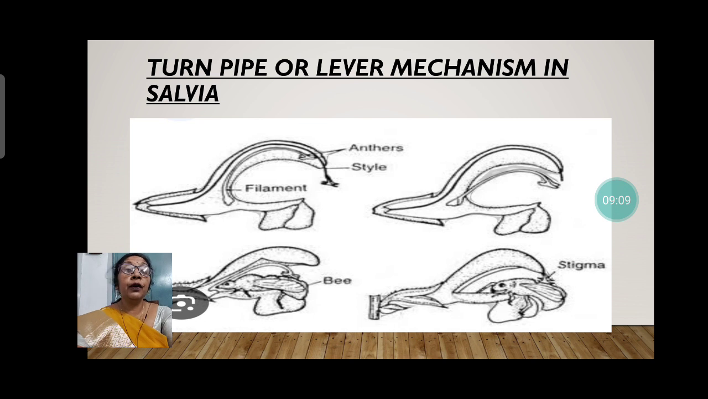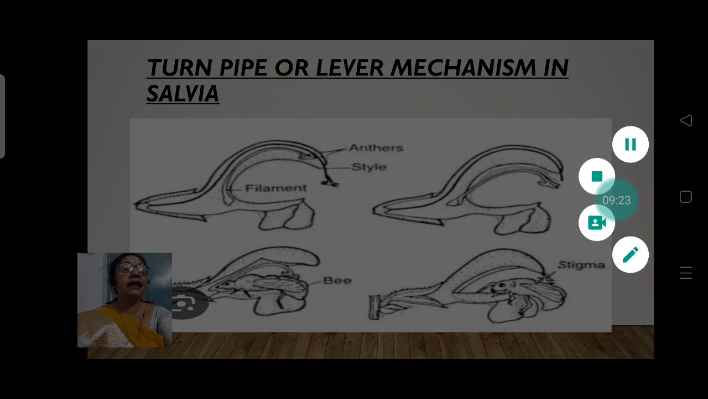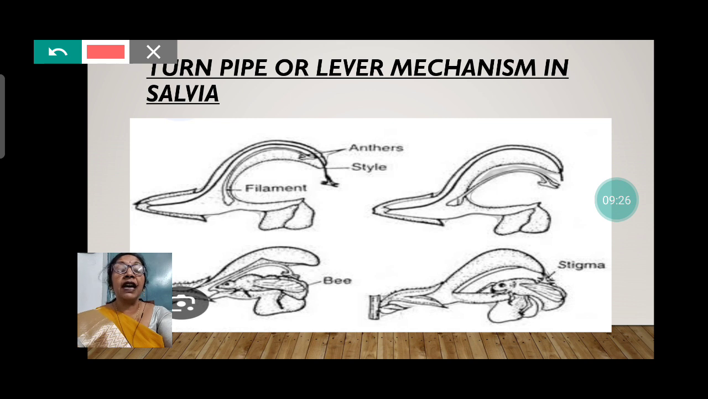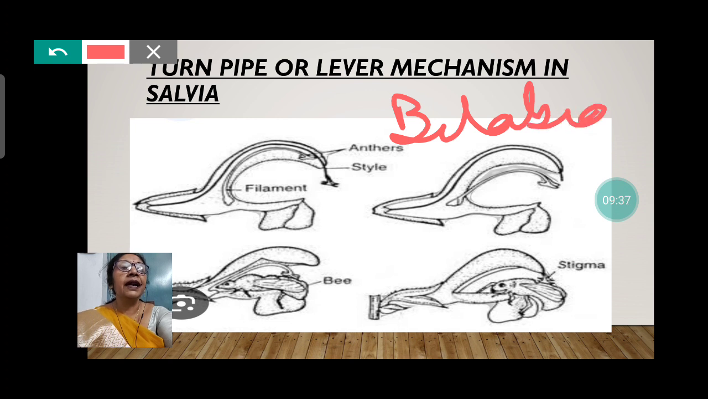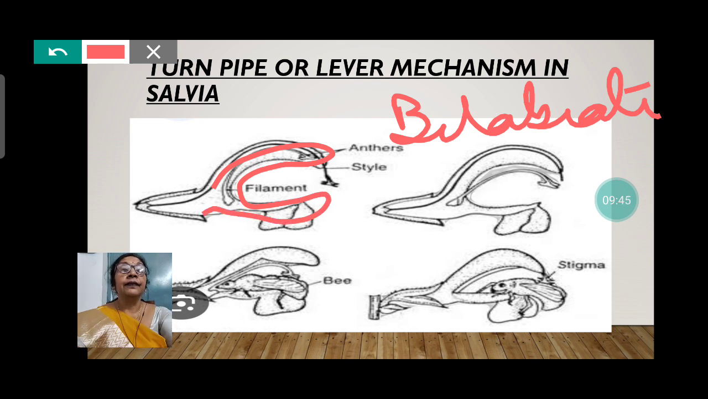Now come to the very important example of Salvia. Salvia is also pollinated by an insect, and this is a special type of example called the turnpike or lever mechanism. First of all, try to understand about Salvia. Salvia belongs to the family Labiatae. It has a bilabiate corolla. Bilabiate means two leaf-like parts, these are the petals. It also has two stamens.